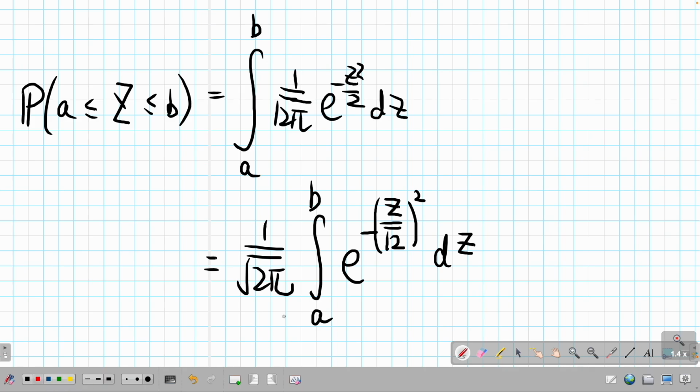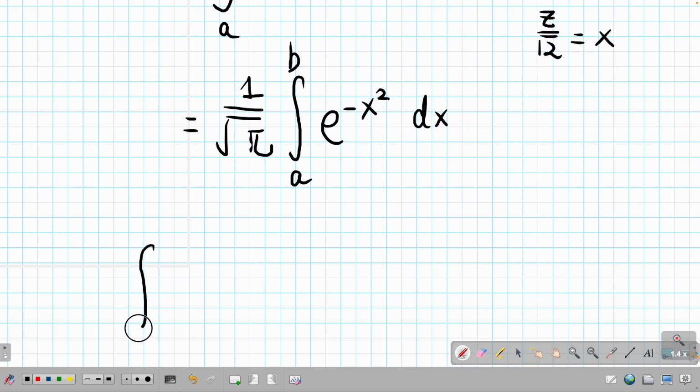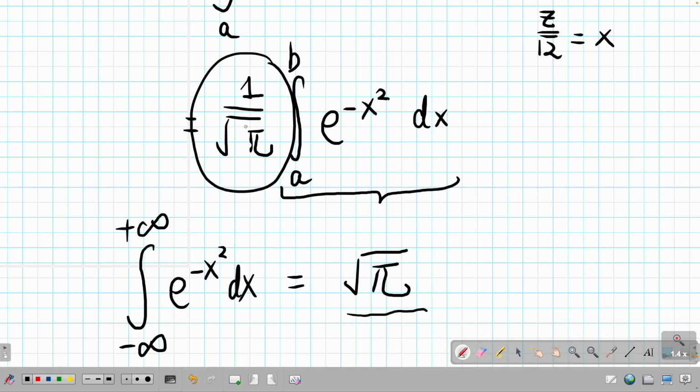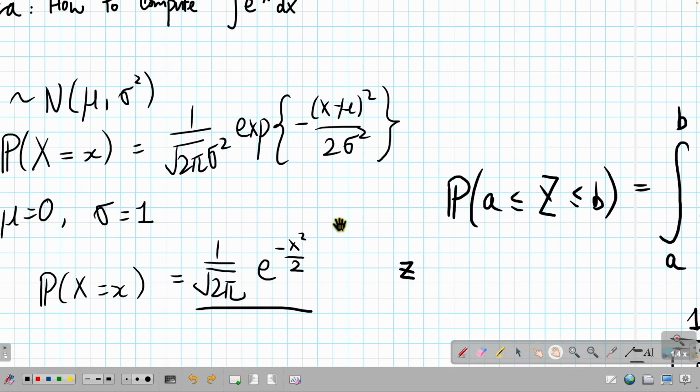What am I going to do? I'm going to divide it by square root 2, and then multiply it by square root 2, so the square root 2 and the square root 2 cancel out. I got this. And now I rename z divided by square root 2 as x. This is dx. This is negative x squared. Let me tell you a fact. If you integrate e to the negative x squared dx from negative infinity to positive infinity, it will be square root pi. If this integral from negative infinity to positive infinity is square root pi, then to make the whole thing 1, we divide by square root pi.